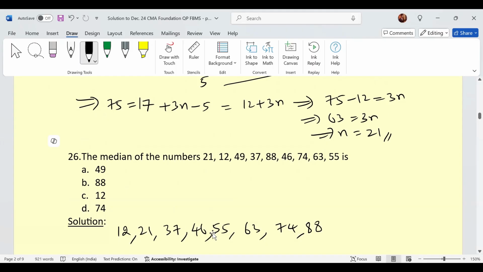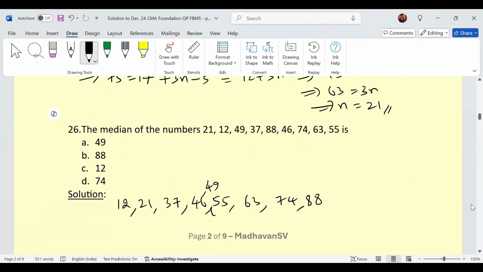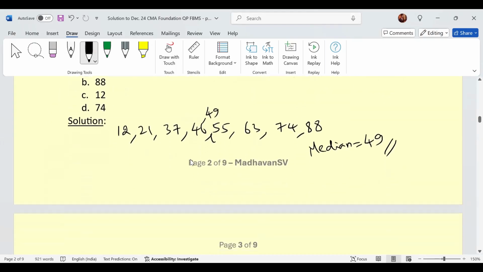So totally there are 12, 21, 37, 46. I left 49, sorry. One more is 49. So totally there are 9 observations, which is odd. So the center value, which means the median, is 49. That will be the central middlemost value. That will be the median. Let us move on to the next one.